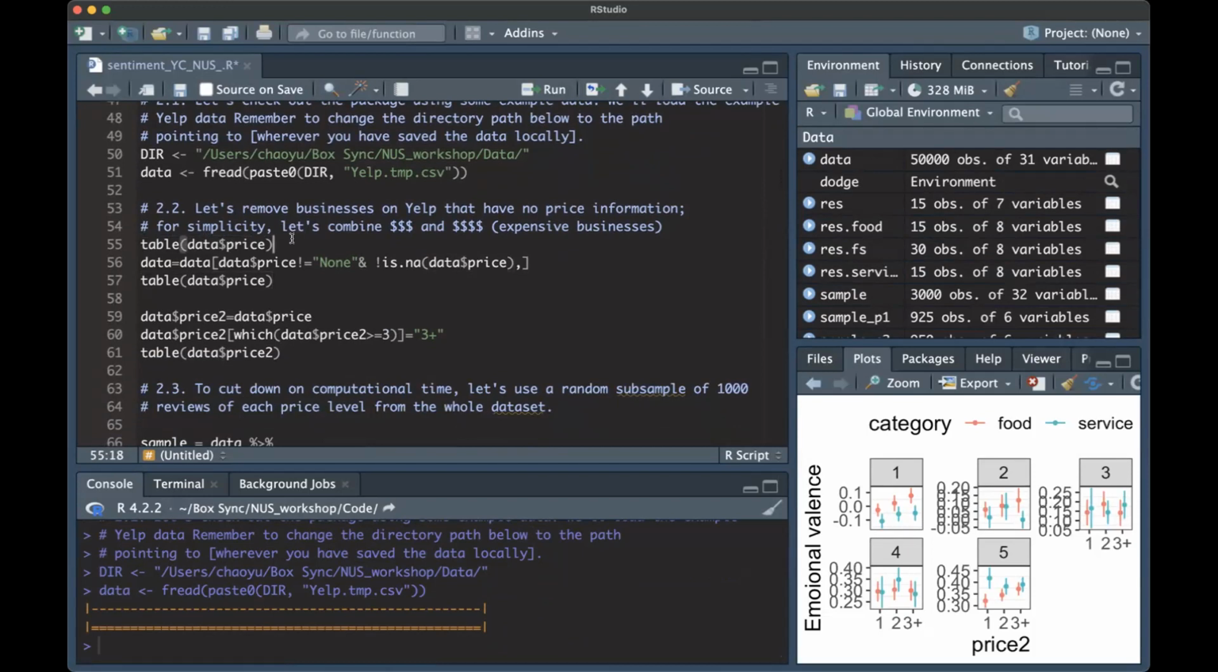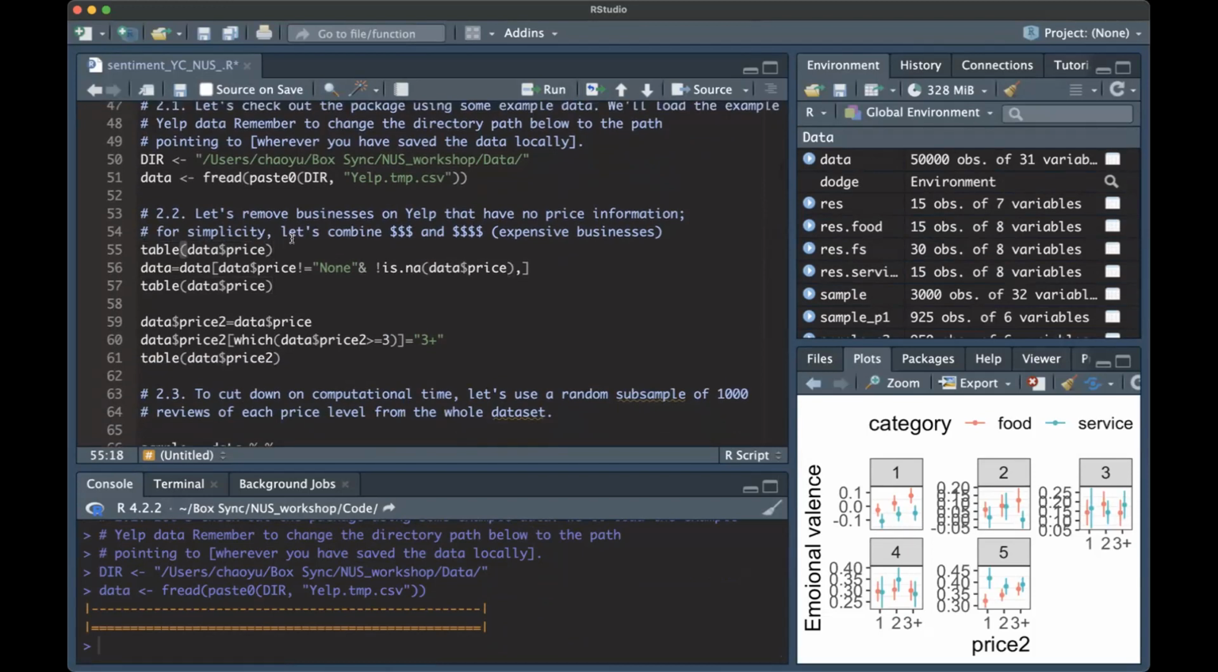So, again, this data was publicly available from the most recent Yelp data set challenge, but the original data set has, I think, more than 35 million data points, which is huge. So I randomly sampled 50,000 for this workshop.